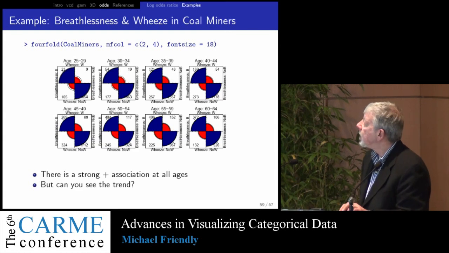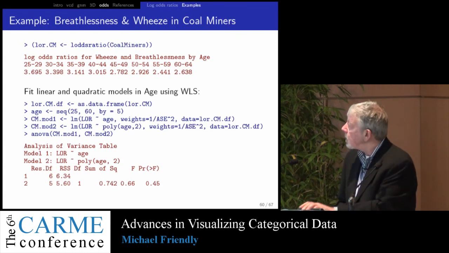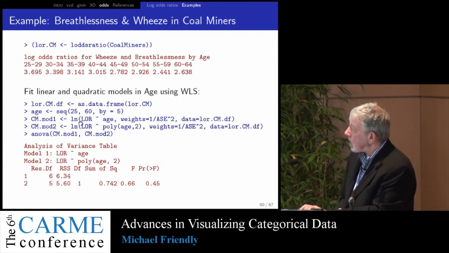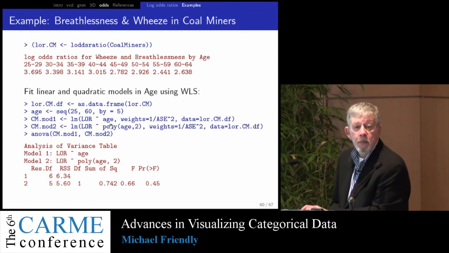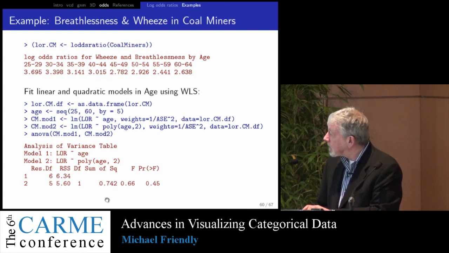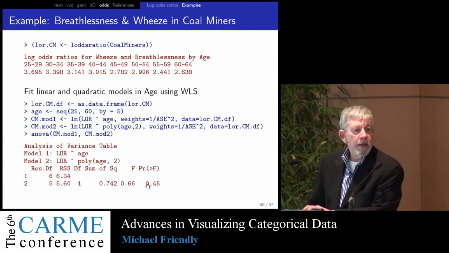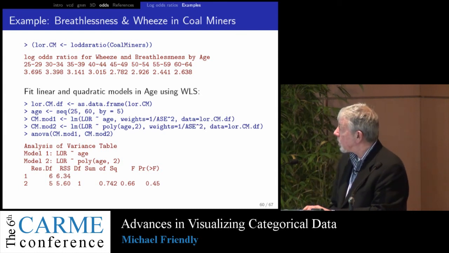I can't really. All we have to do is calculate the log odds ratios, and here I've fit a linear model. LOR is the log odds ratio in relationship to age. This variance-covariance matrix is diagonal, so I can just use weighted least squares. And here I fit a polynomial model in age and age squared. And then I can do simple tests, and the analysis of variance tells me that the quadratic model doesn't provide a significantly better fit than the linear fit.